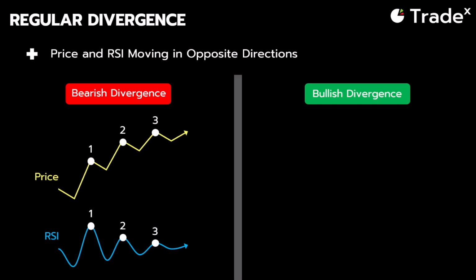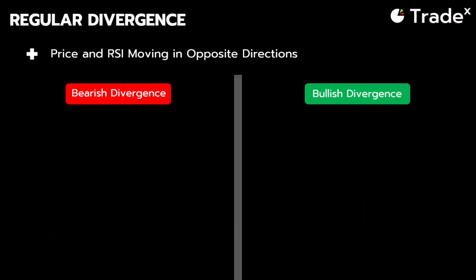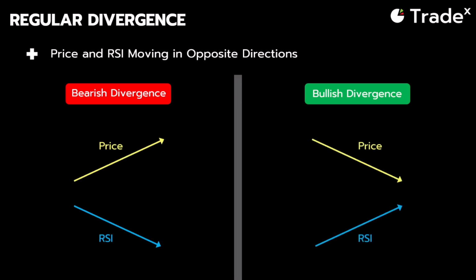Conversely, in a bullish divergence, the price forms lower lows while the RSI forms higher lows. This signals that despite the price making new lows, the momentum is improving, which could suggest a potential bullish reversal as selling pressure wanes. To keep it simple, here's how we illustrate the behavior of price and RSI. In each scenario, you'll see that while the price moves in one direction, the RSI moves in the opposite direction.